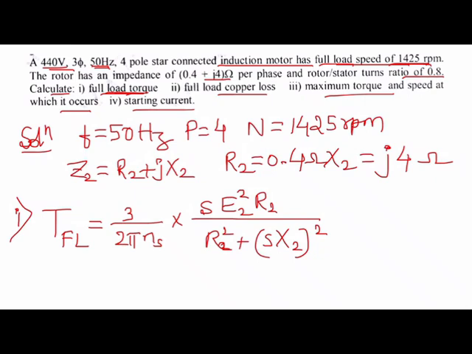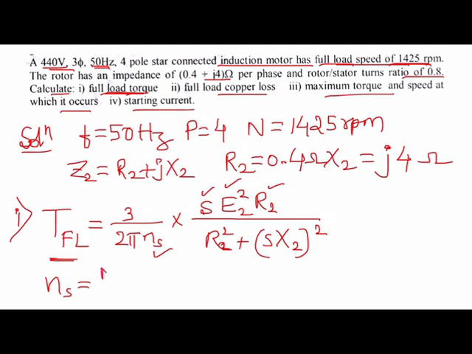full load torque. So here to calculate this full load torque, we need this ns, that is rotations per second, synchronous speed, and full load slip, E2 rotor induced EMF, and rotor resistance. Rotor resistance is given, R2 is 0.4 ohms, and we need X2. X2 is also given, it is J4 ohms. So let us calculate one by one. So first ns we will calculate.